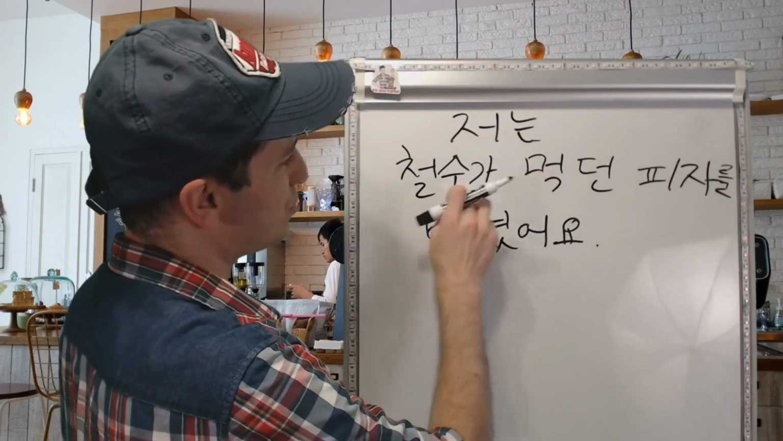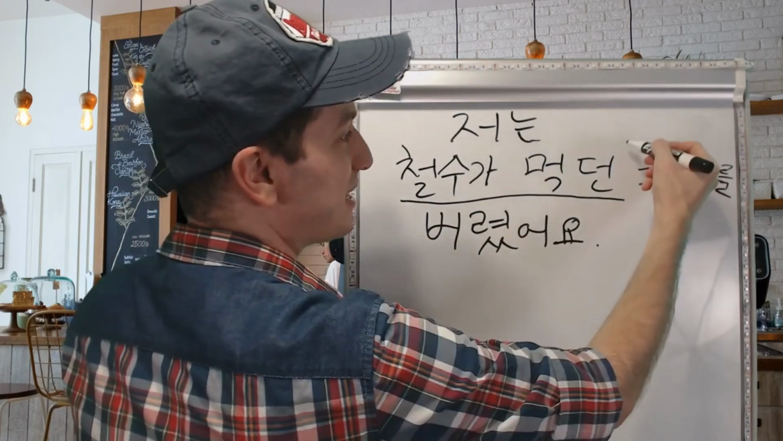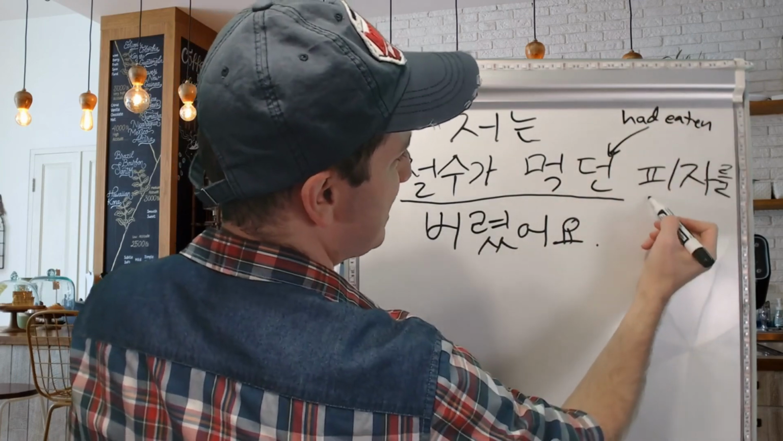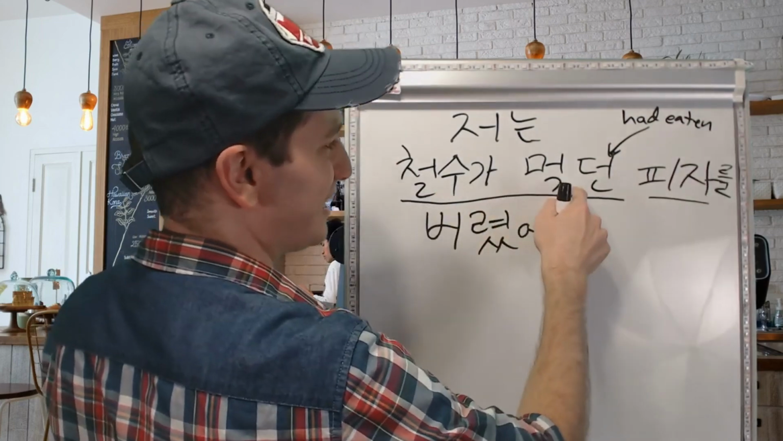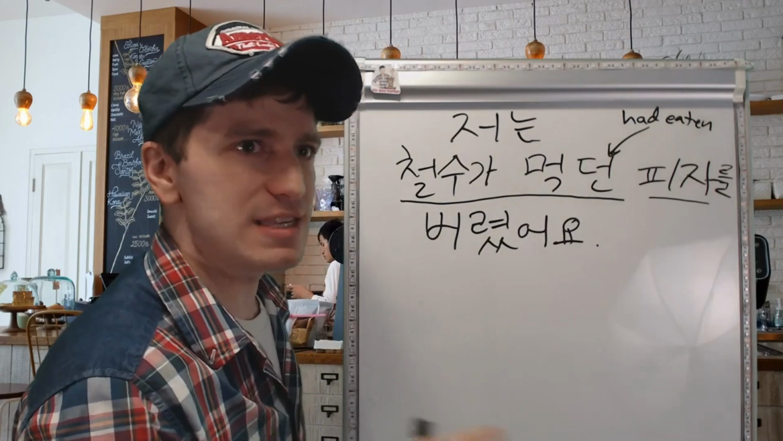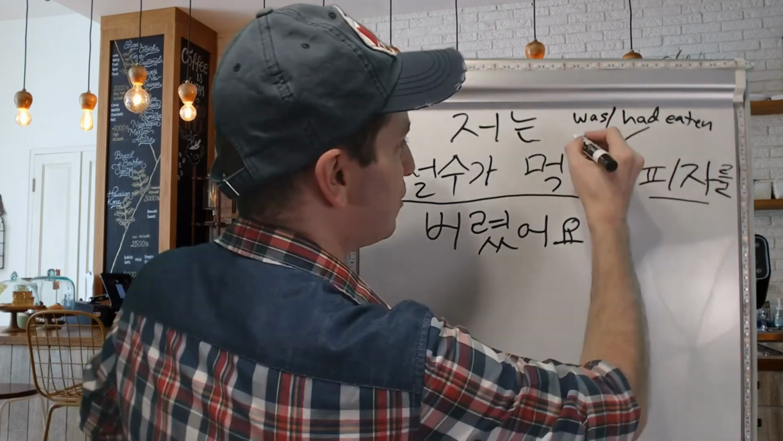저는, I, 철수가, so 철수's doing something. What's 철수 doing? 철수가 먹던, making this now an adjective, had eaten. So now we have the pizza that 철수 had eaten. Also keep in mind, what this means is not just had eaten once, but was eating. So you can also think of this as meaning was eating or even used to.